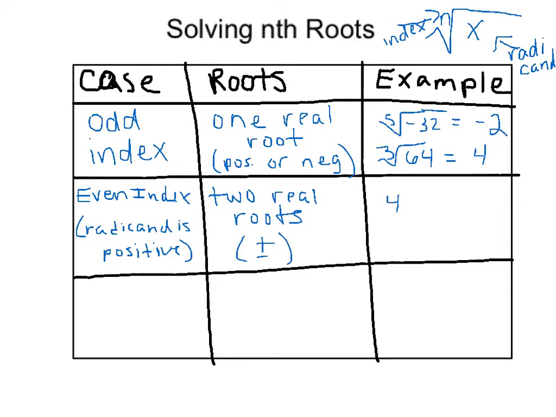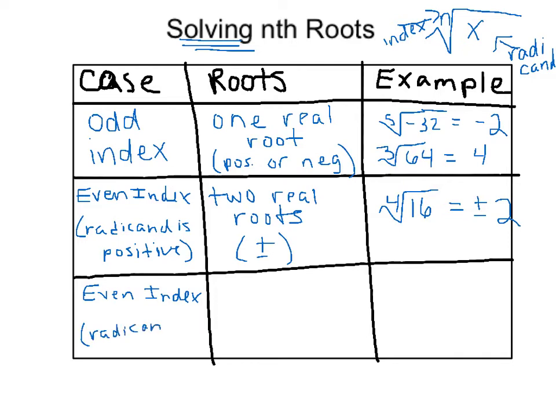So if we look at the 4th root of 16, well, 2 times 2 times 2 times 2 is 16. So the 4th root of 16 is really plus or minus 2. And again, anytime you're solving, that's when you're going to be using the plus or minus for those even indexes. The third example is still an even index, but now your radicand is negative.